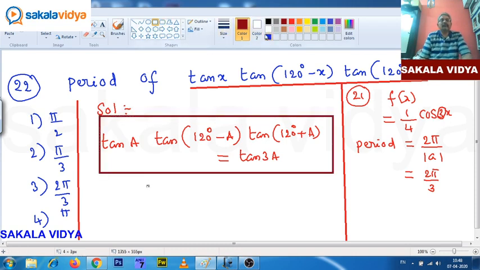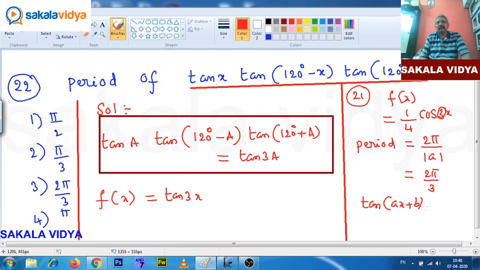So now this f of x can be written as tan 3x, whereas the period of tan of ax plus b is pi by mod a. Better I shall write the formula also, so as not to get any confusion. Now the period is equal to pi by 3. So second option is the right option.